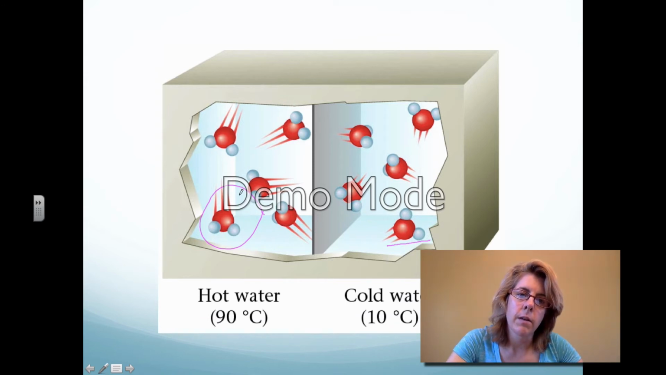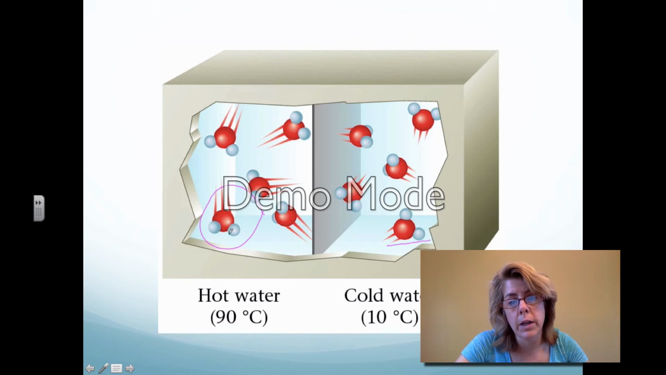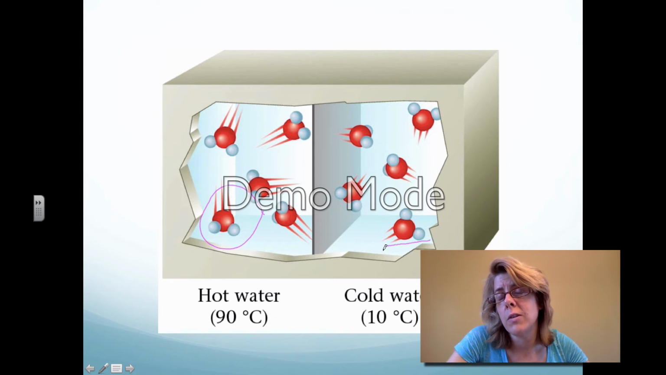So in this left-hand side of the box, the average molecule is 90 degrees C. There's going to be some molecules that are moving faster than 90, some moving slower than 90. And then on the right-hand side, same thing. Some of the molecules are going to be moving faster than 10 degrees C, and others are going to be moving slower than 10 degrees C.